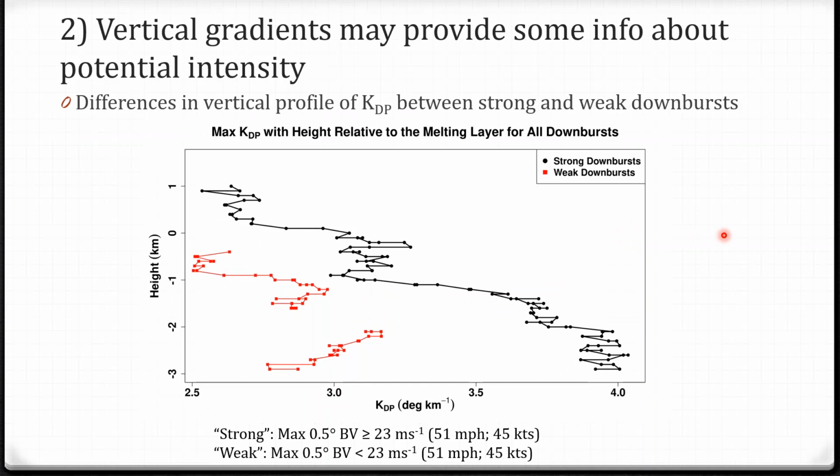And this is relatively new, basically just comparing the vertical profile of strong downbursts versus weak downbursts. The red line is the weak downbursts, the black line is the strong downbursts. Once again, all 81 downbursts, and they do look different. So there could be some differences in what the vertical profile looks like for KDP for strong and weak downbursts. At the very least, a lower magnitude for those weaker downbursts in terms of KDP at every height, as well as how that profile changes with height.